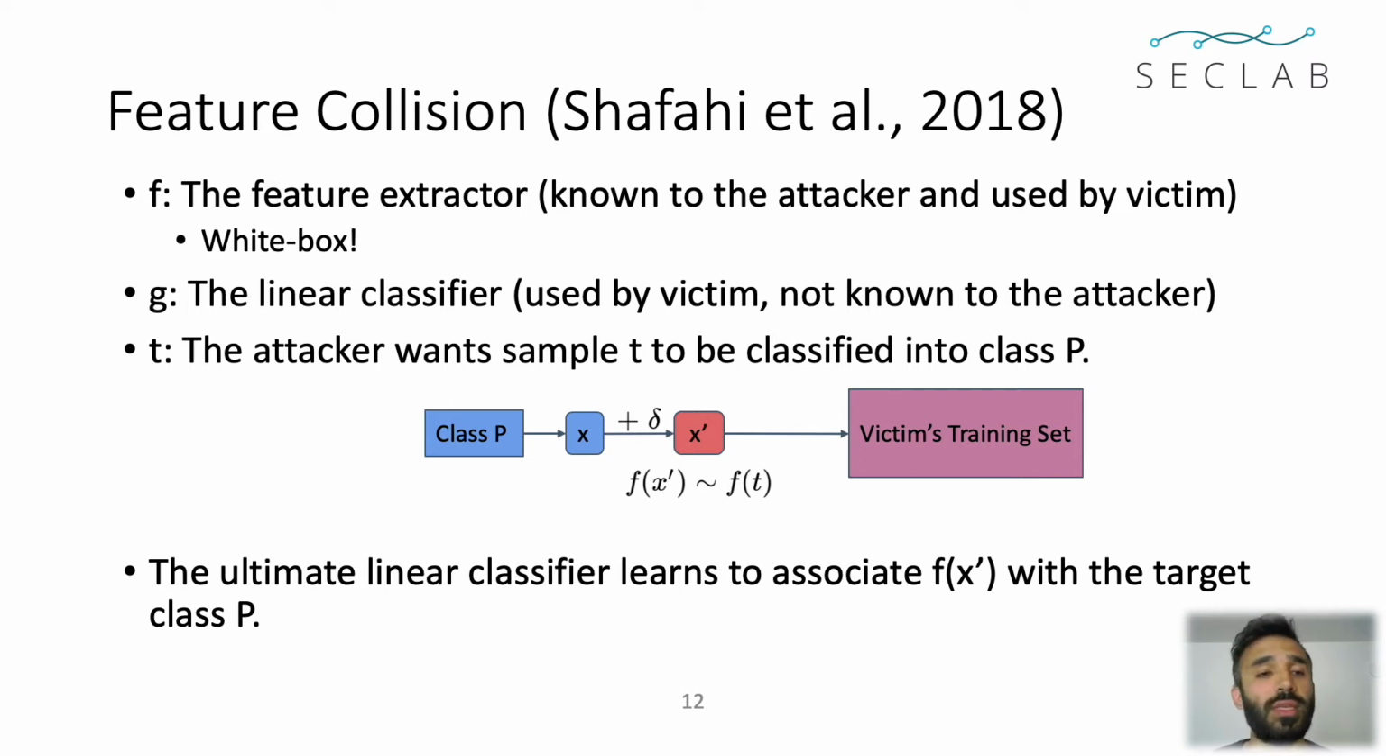And the goal is that the attacker wants sample T to be classified into class P. So we as the attacker select X from class P. We add noise to that, it becomes X prime, such that features of X prime are close to features of T. So when the victim trains the linear classifier on this dataset, it learns to associate features of X prime with the class of P. So whenever it sees sample T, it will produce the output of P.